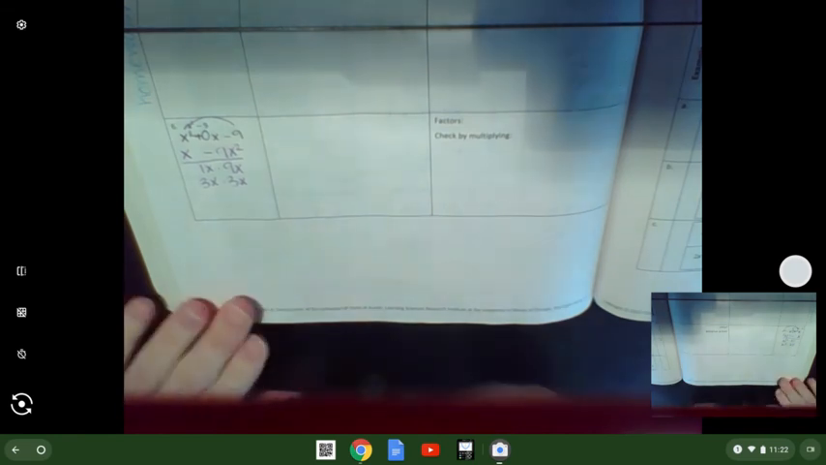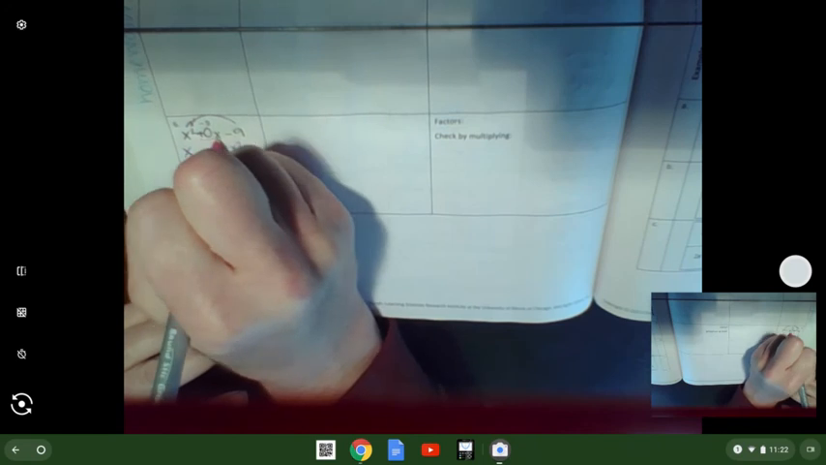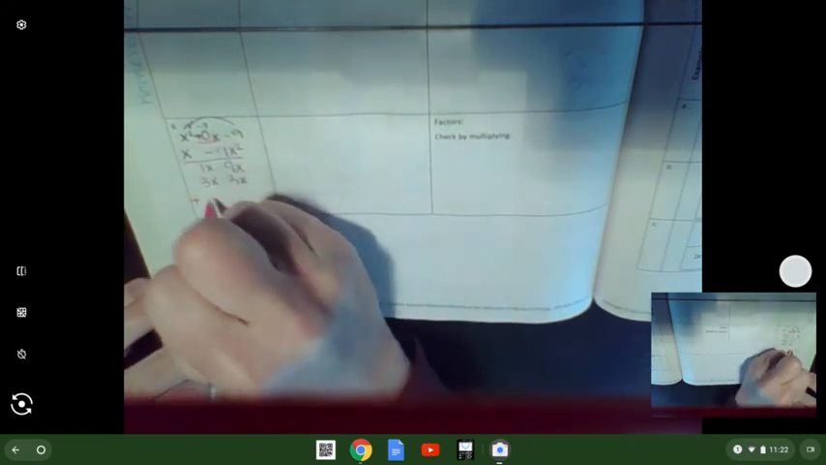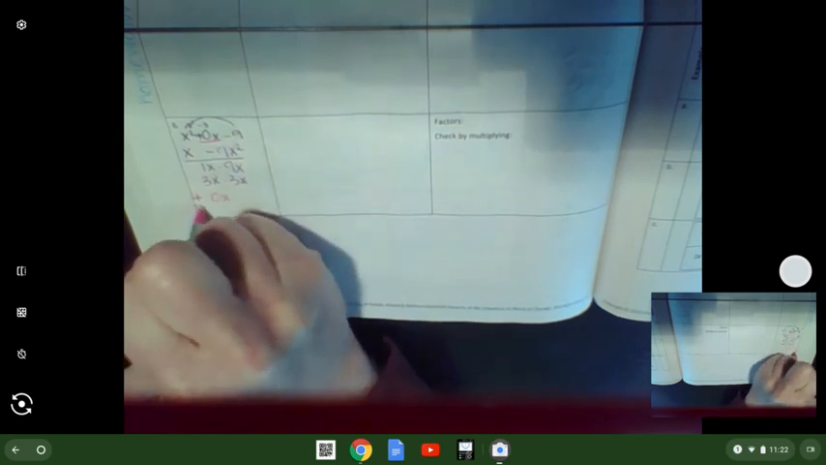I also need a pair of numbers that add, and this is why I needed to write that 0 in there, that have a sum or add to 0x. Okay. Well, think about what adds to 0.